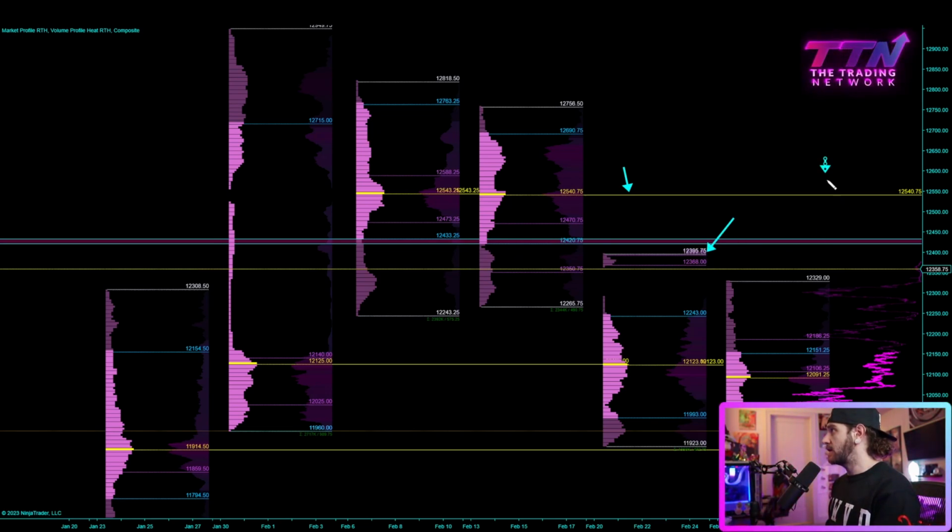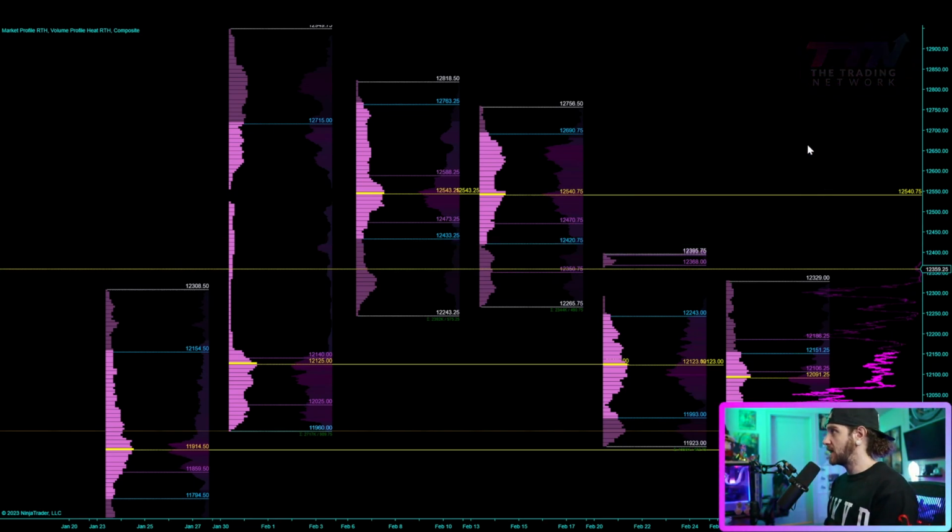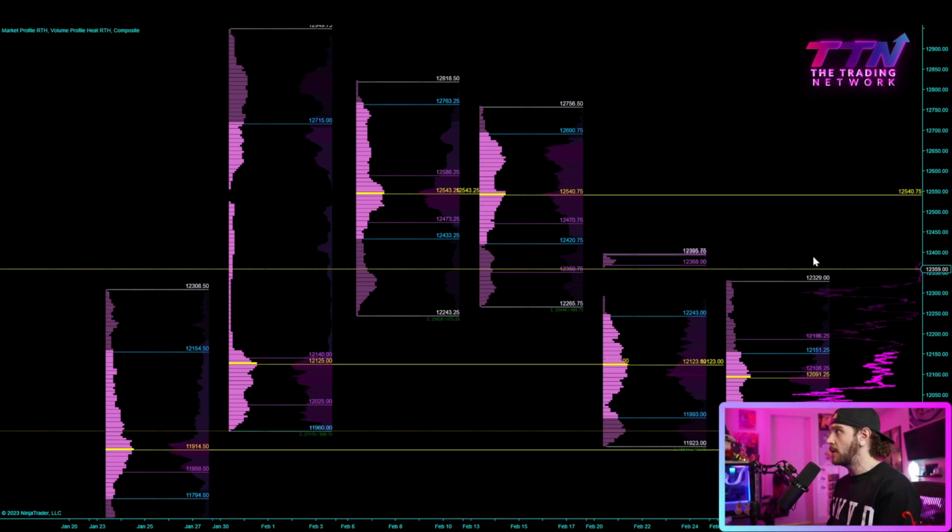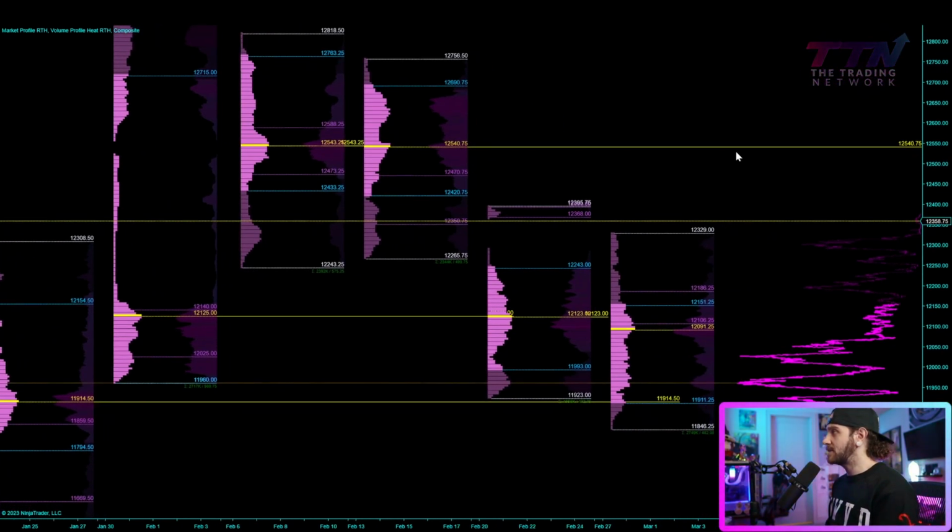And of course, nothing is out of the question, but that 12,540 area would be quite a bit of a larger move to get towards that naked POC. And just to be clear here, that is the naked POC from the weekly profile of February 13th. So that is what I will be looking at on the upside. And on the downside, on a larger scale, a break below 329 likely gets us a larger move to 250-ish.